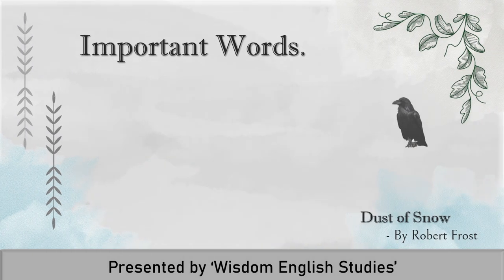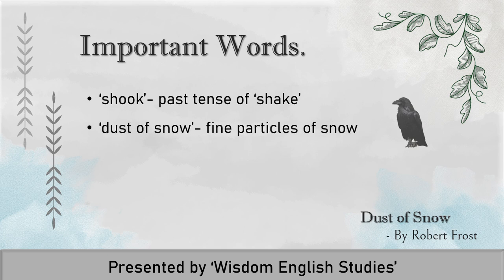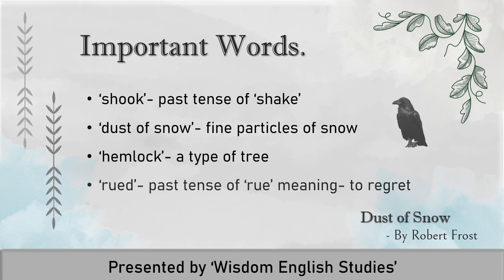Important words. Shook. It is the past tense of the word shake. Dust of snow. Fine particles of snow. Hemlock. In this poem, hemlock is a type of tree, but otherwise, there is also a hemlock plant which is very poisonous. But in this poem, it's the hemlock tree. Rue. It is the word meaning to regret.